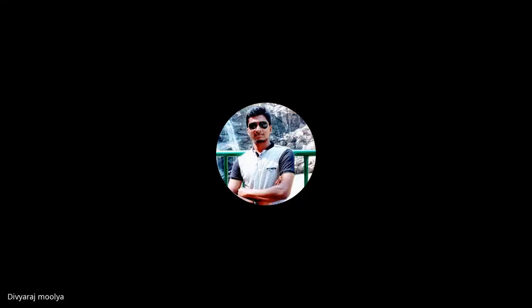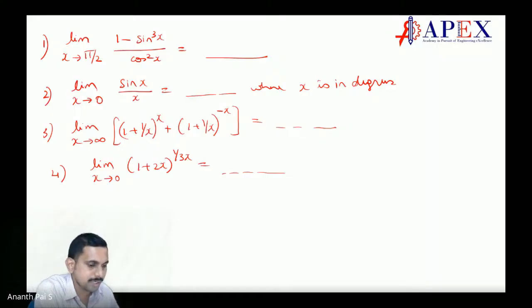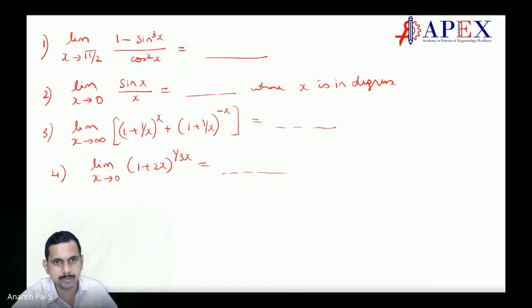The first one is 3 by 2. 3 by 2. One second, let me see. Yes, sir, it is 3 by 2. First one is 3 by 2. Correct. Very good. Super.